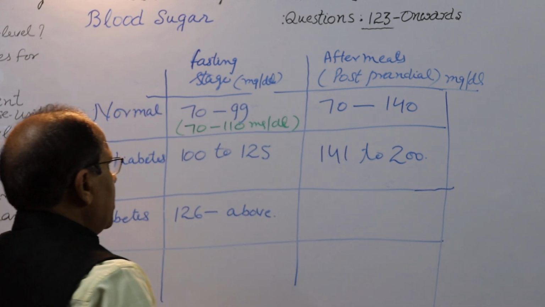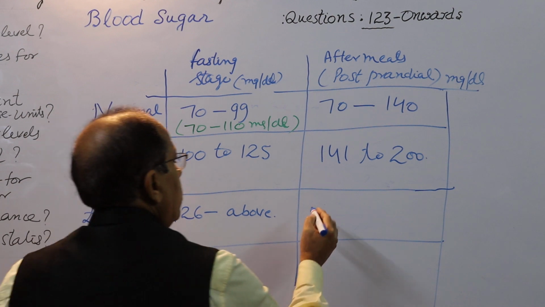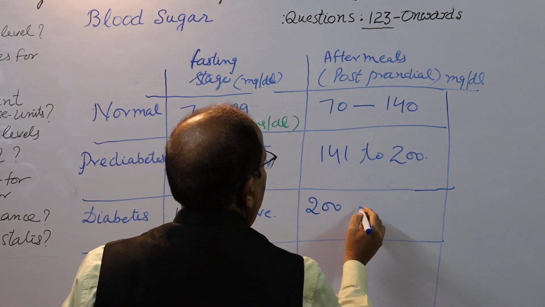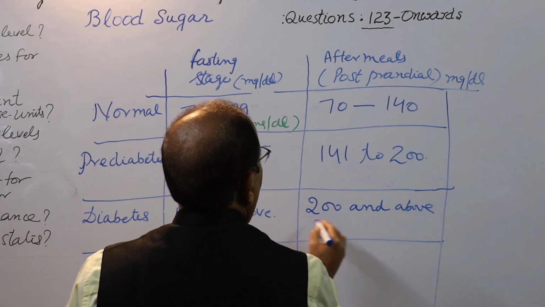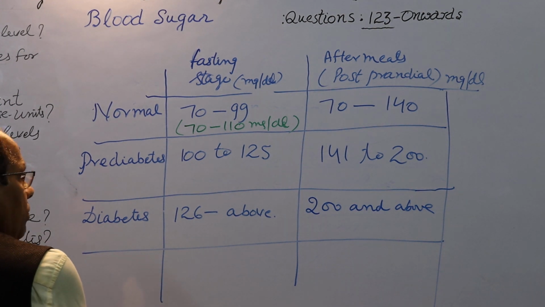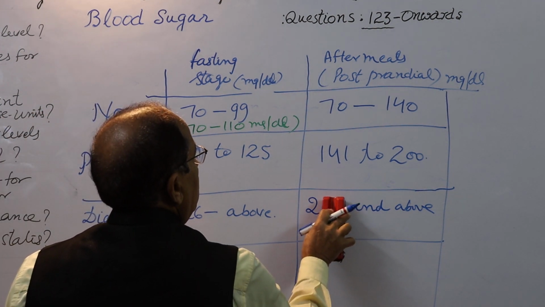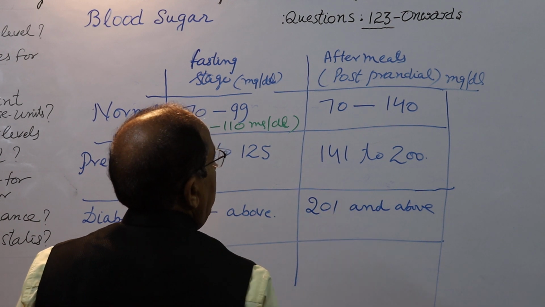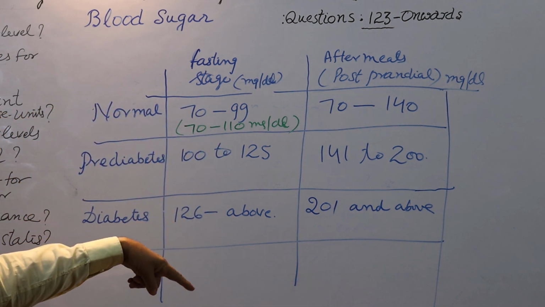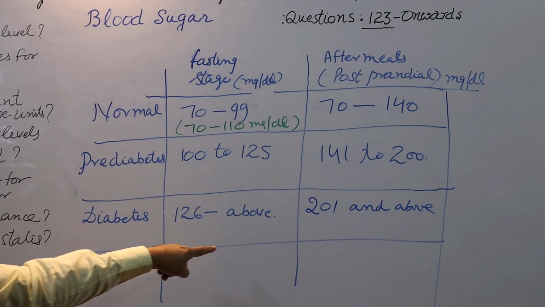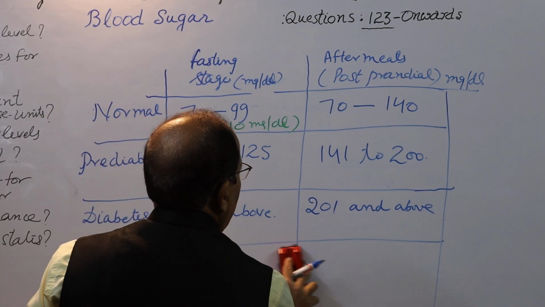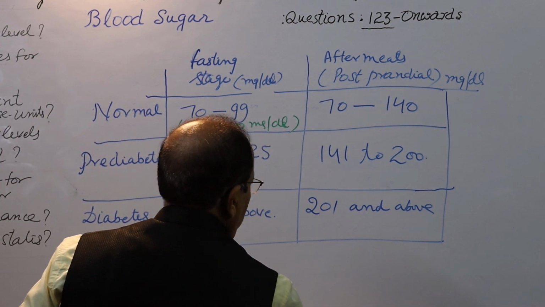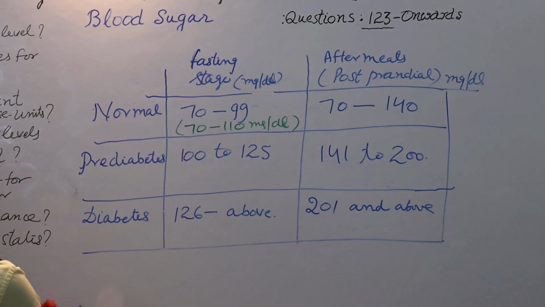And suppose the person crosses the limit 200 and above, more than 200, you can write here also between 201 and above. The individual is considered diabetic if he crosses the limit of 201 and above. These are the blood sugar levels which we consider to decide whether a person is in normal stage, pre-diabetes or diabetes.